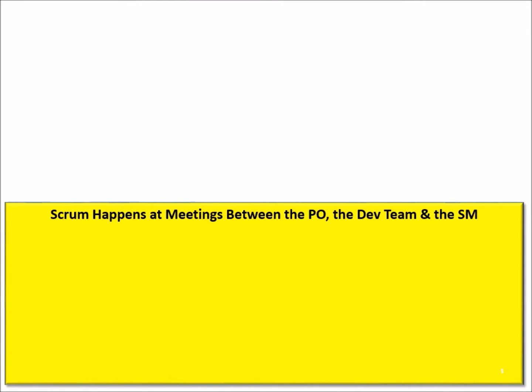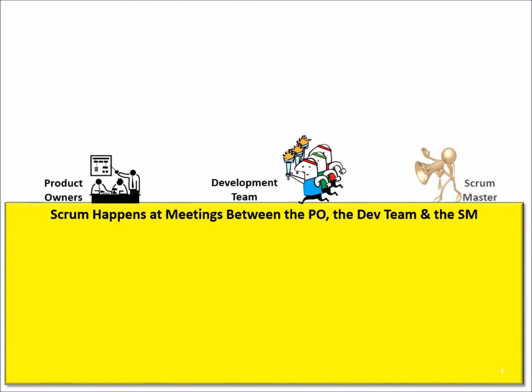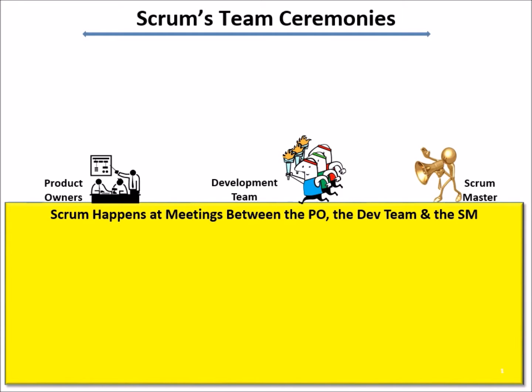Now, as we've seen, much of what happens in Scrum takes place in the context of meetings between the product owners, the development team, and the Scrum Master. These meetings are often referred to as the team ceremonies. The first one is called a backlog grooming session.